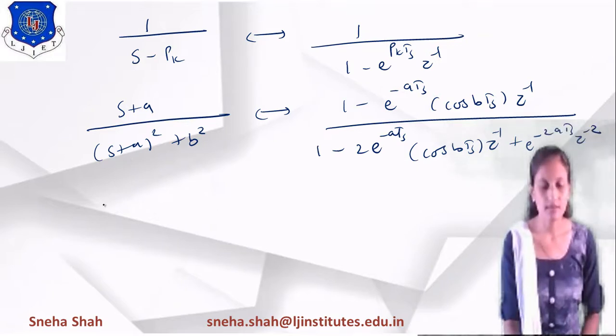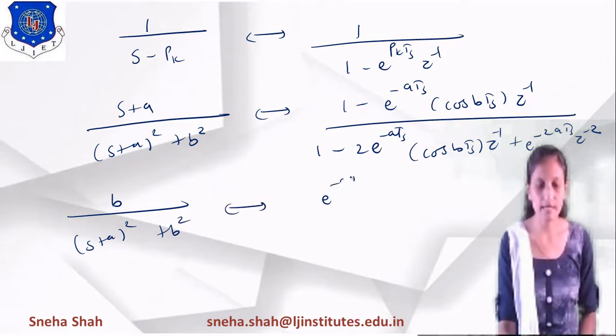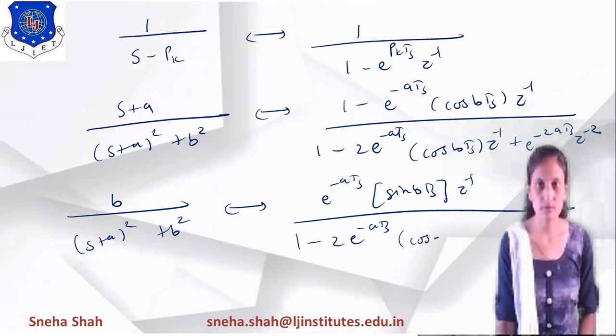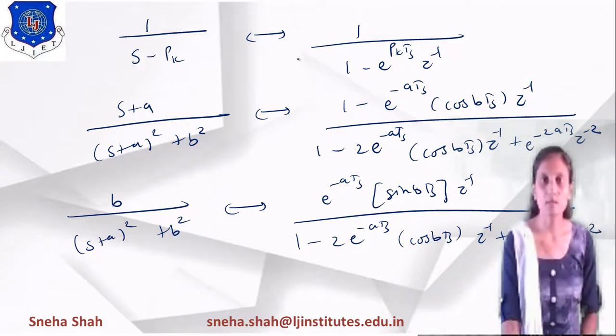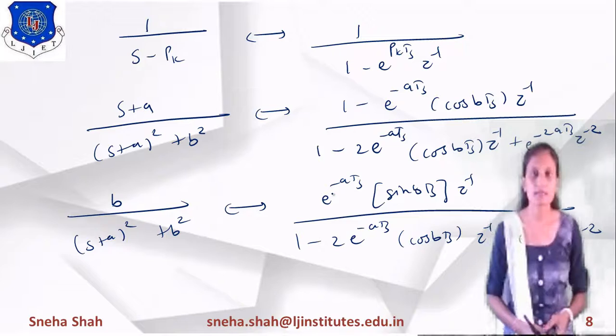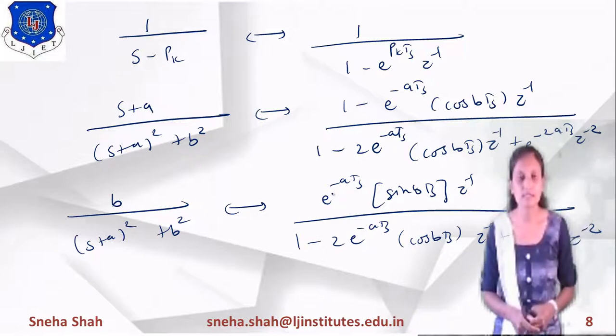In the same way, for the sine term, the analog form is b upon (s plus a) whole square plus b square, and its digital equivalent is e raised to minus aTs sin bTs z inverse upon 1 minus 2 e raised to minus aTs cos bTs z inverse plus e raised to minus 2aTs z raised to minus 2, where the denominator remains as it is. So an analog filter can be converted into a digital filter by using these equations with the impulse invariance method.